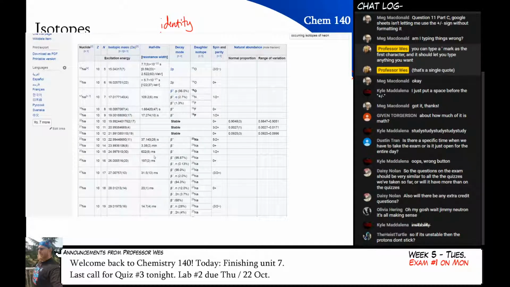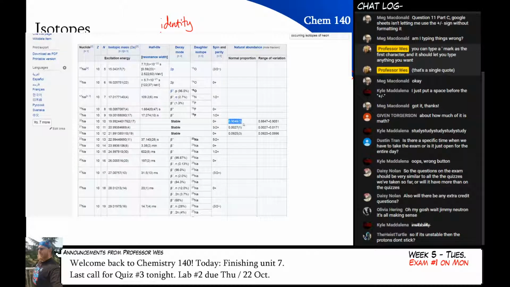What we're going to care about for our purposes in this class are which isotopes are stable. So that's these guys right here. They're listed as stable. So neon-20, neon-21, and neon-22 are all stable. What we have here, these are the masses of these atoms in AMU. Don't worry about spin, because that's a physics topic. We're not going to talk about spin in this class.